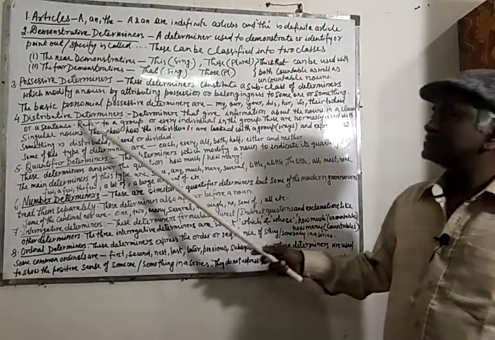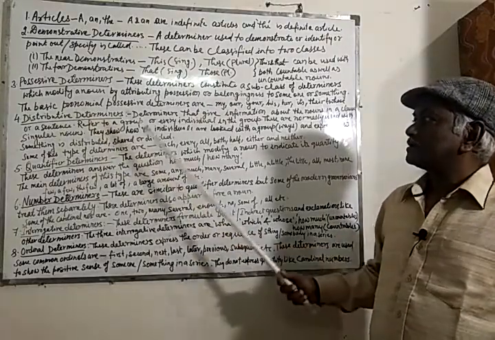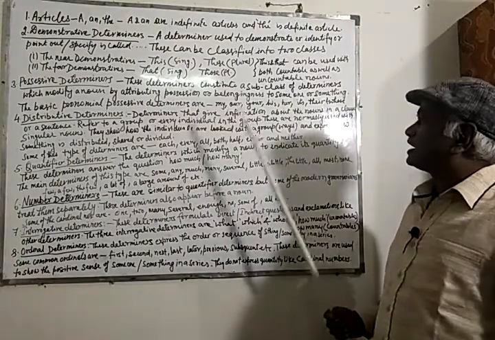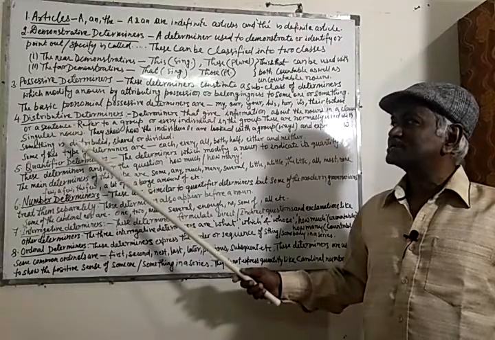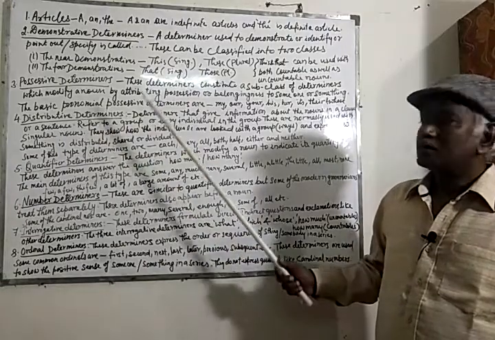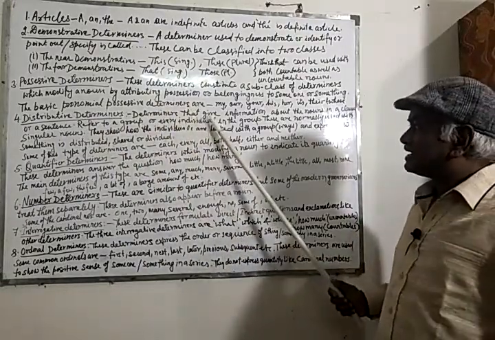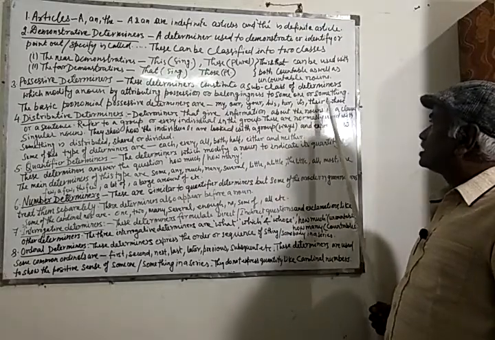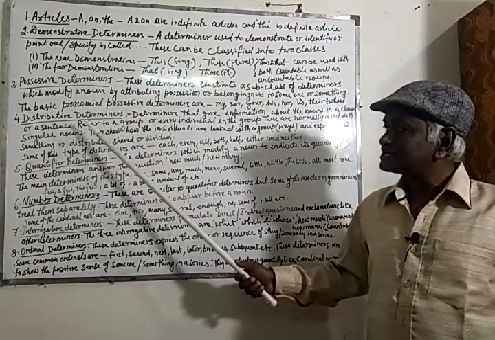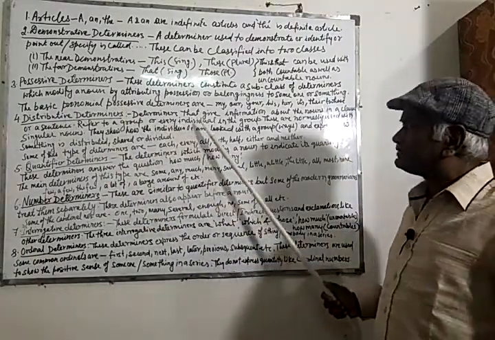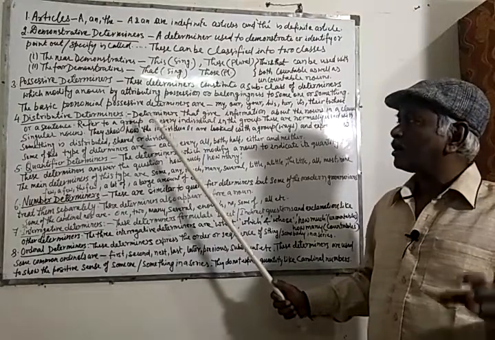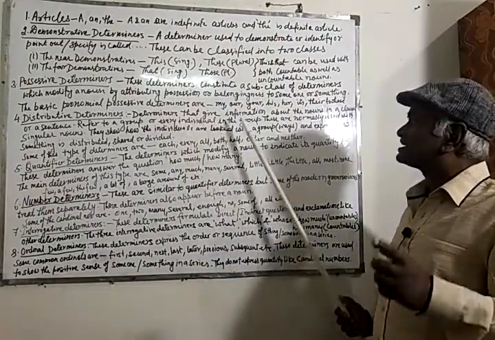The next determiner is the distributive determiner. A determiner that gives information about the nouns in a clause or a sentence is called a distributive determiner. Please try to understand here. That means a determiner that gives information about the nouns in a clause or a sentence is called a distributive determiner. It refers to a group or every individual in the group. It may refer to the whole group or every individual in the group.